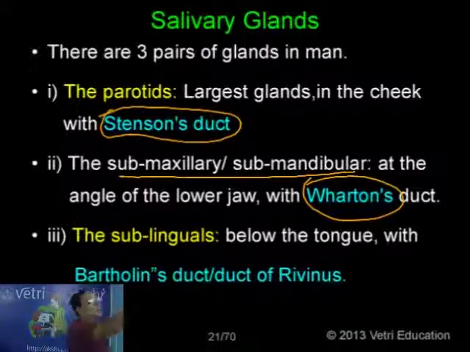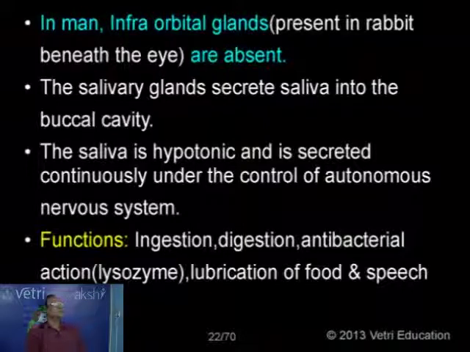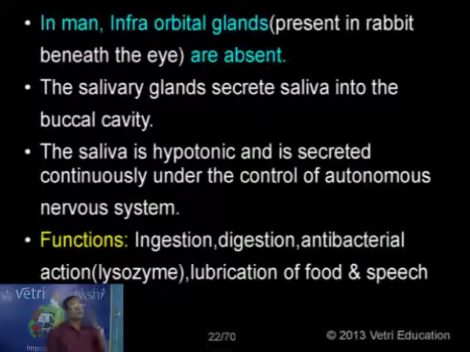And now the fourth one I mentioned earlier, the infraorbital, the one which is found just below the orbit, found in the case of rabbit but absent in the case of human beings. So remember, this is one question in man. The one which is absent is the infraorbital salivary gland, but it is found in the rabbit.